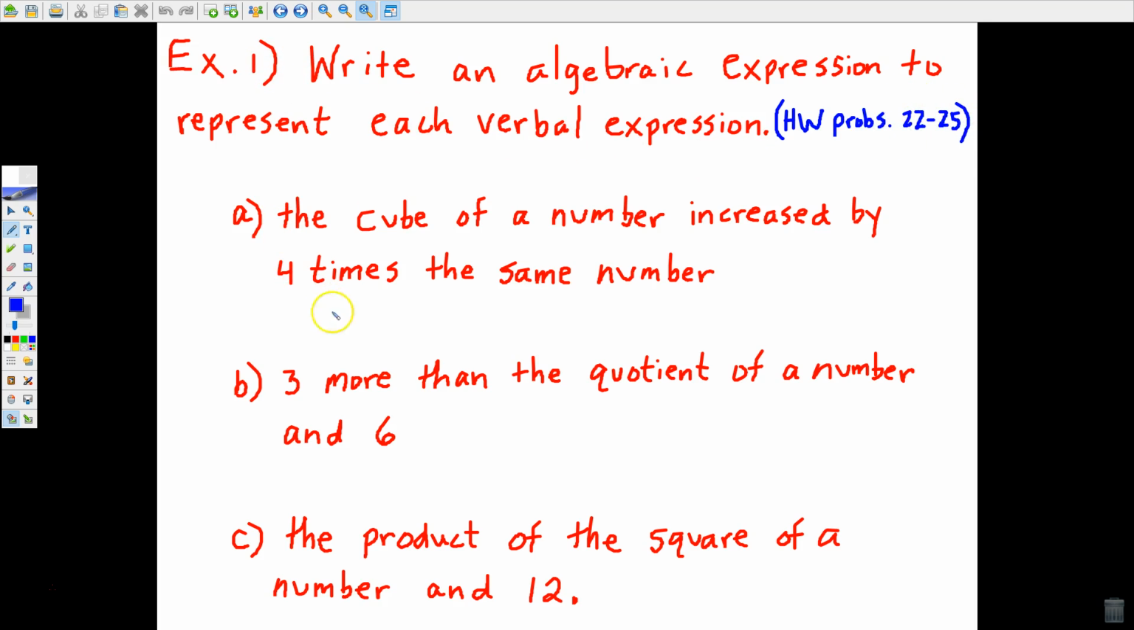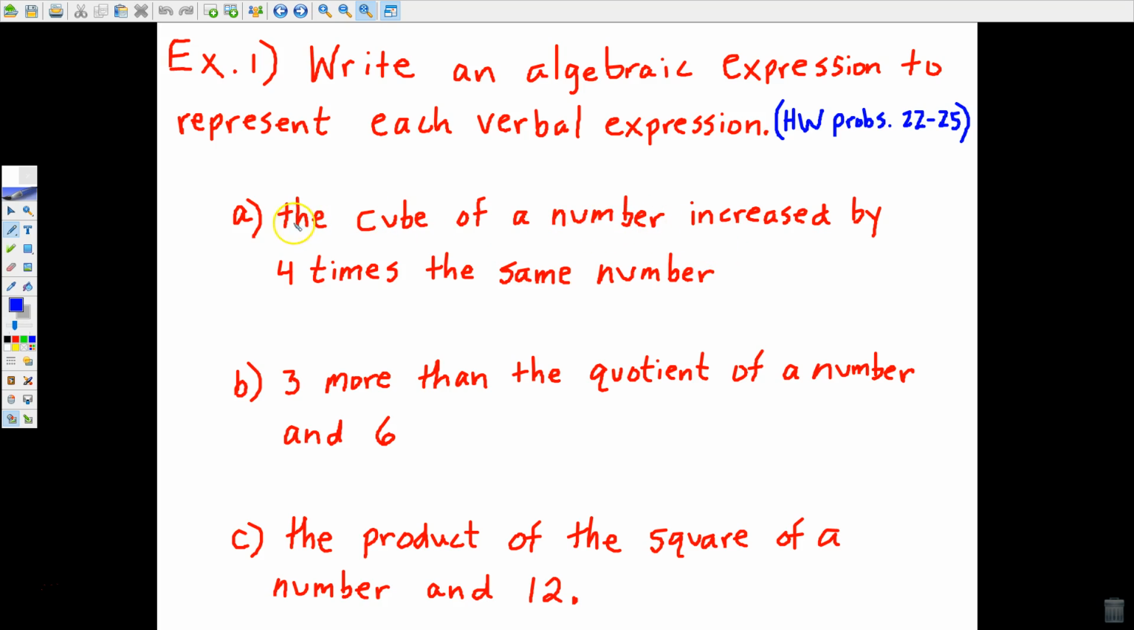So my first example, we're going to address these 4 homework problems on your assignment. And so what we have here is a word phrase that we're going to translate into an algebraic expression. Okay, so let's just work our way through, and in some cases we have to remind ourselves what certain key words represent in terms of operations, or could be exponents.